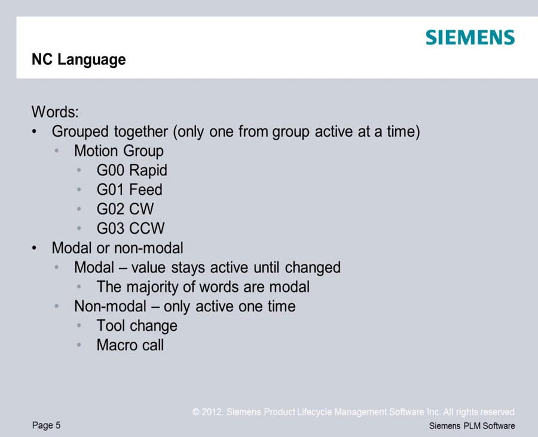Some words are non-modal, and they're only active one time. An example of a non-modal word would be a tool change. I'm going to fire off a tool change, and then once I'm done, I'm not going to fire off another tool change. Macro calls are also an example of non-modal words.